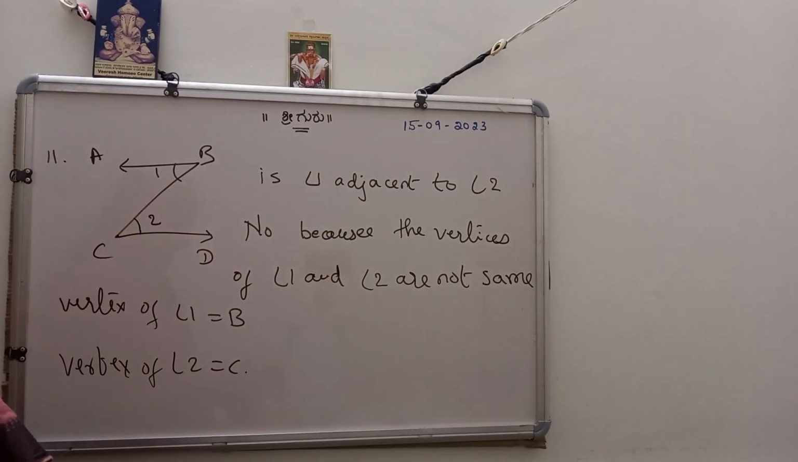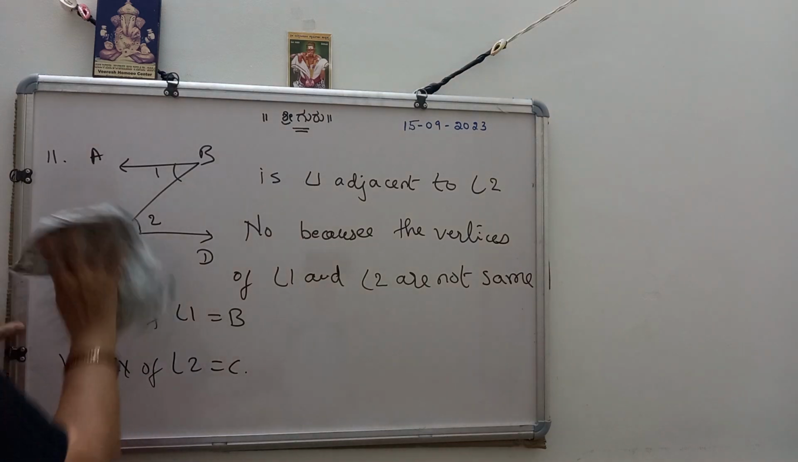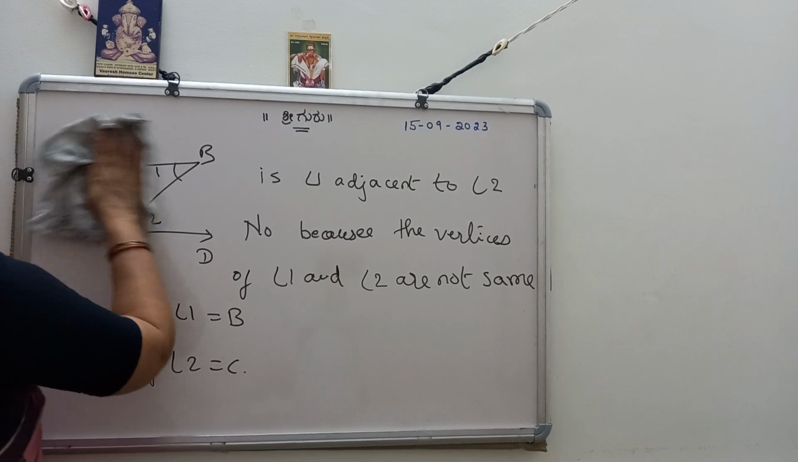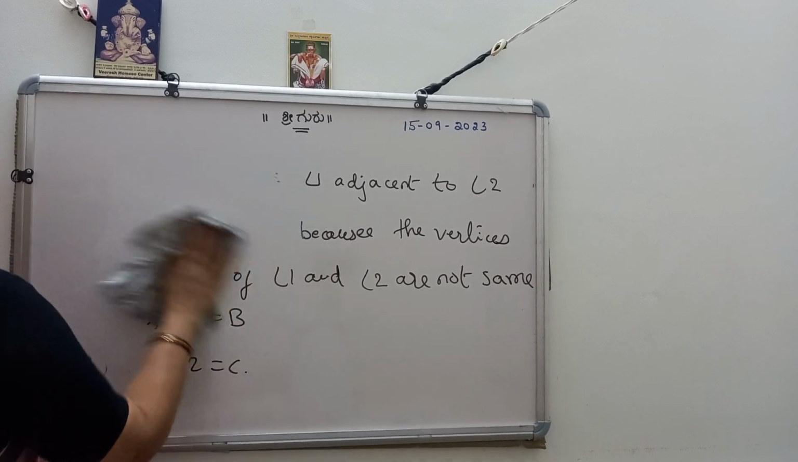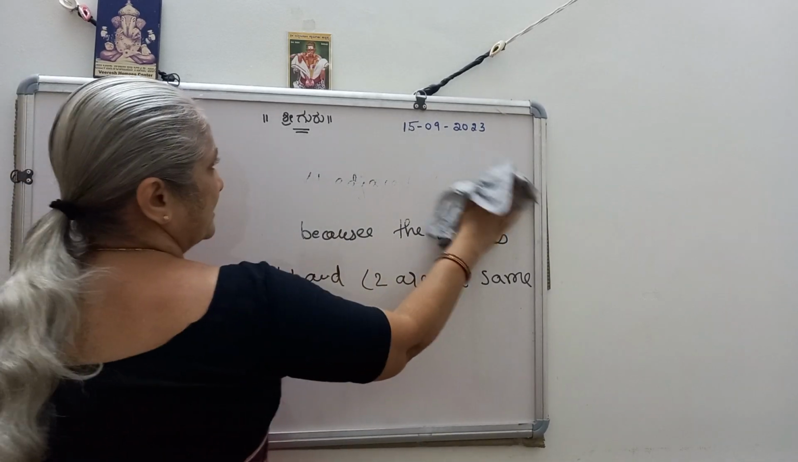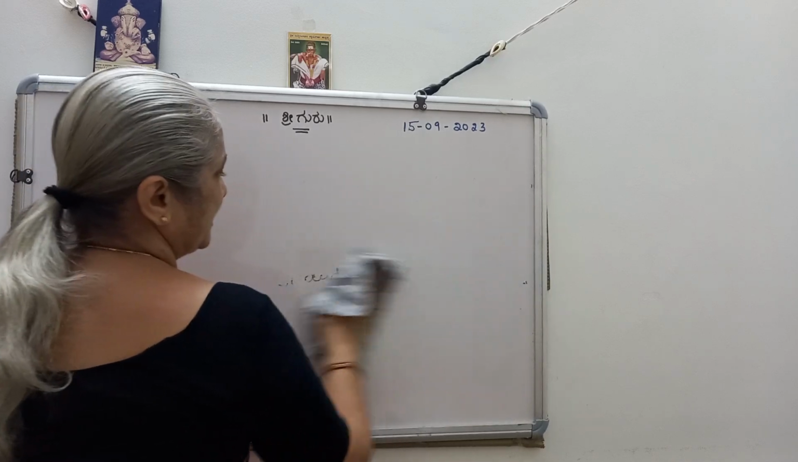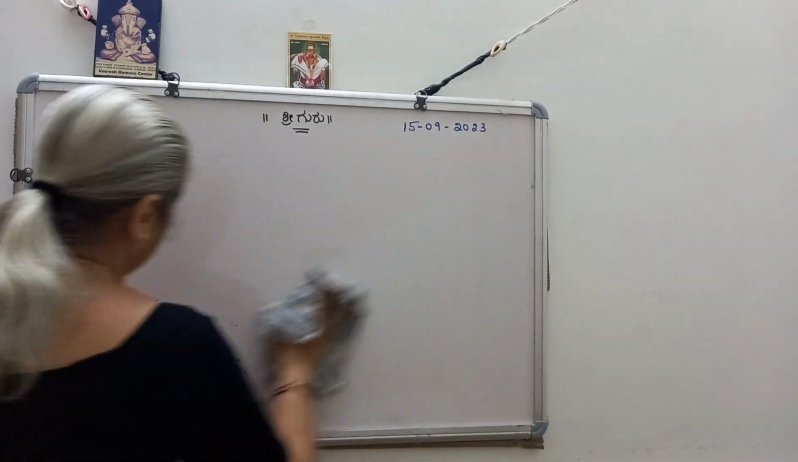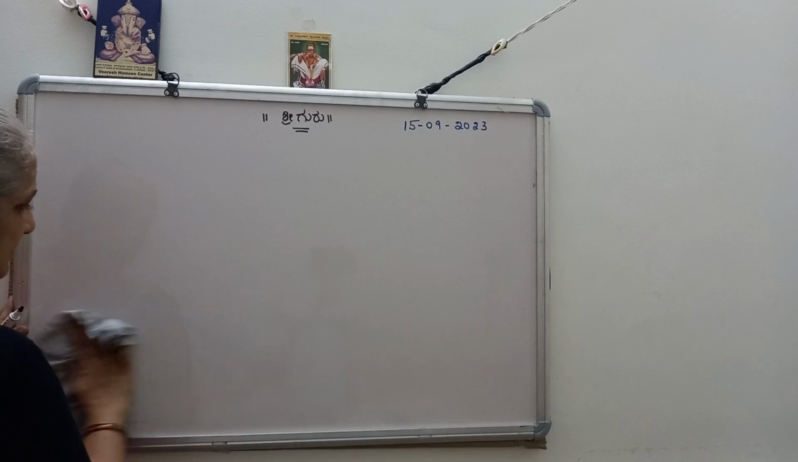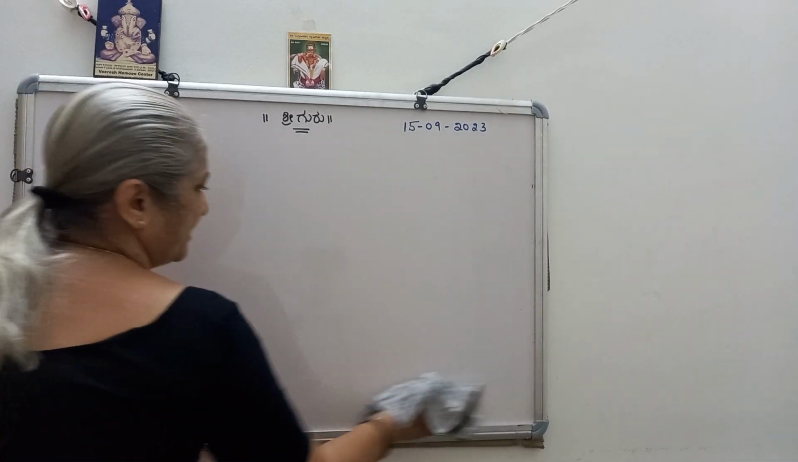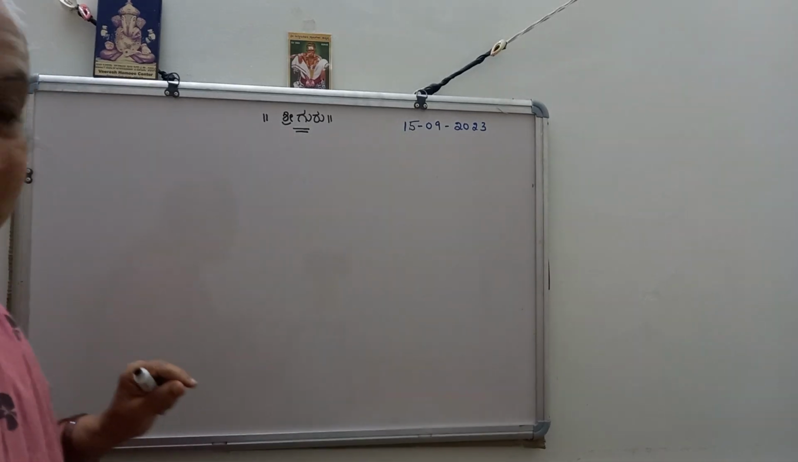You should be able to recognize adjacent angles, opposite angles, linear pair, complementary angles, and supplementary angles, and you should be perfect in this so that in your next classes you will be able to solve the problems and understand the concept easily.